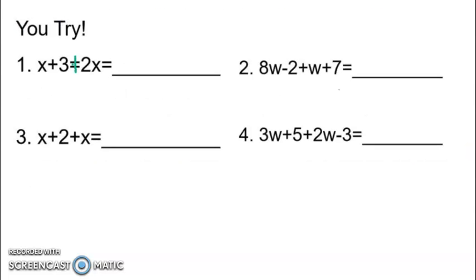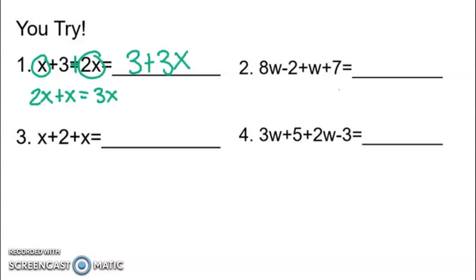In this expression, I see two terms that are alike. I see 2x's. If I add 2x plus x, I'll end up with a total of 3x's. So my expression then becomes simplified to 3 plus 3x. Because this constant term has nobody like him, there's nothing we can add.